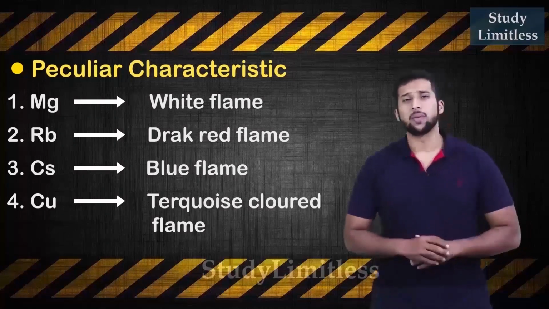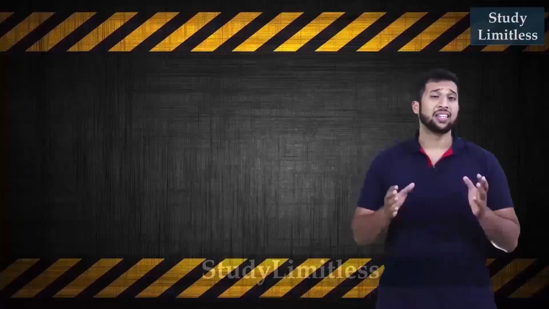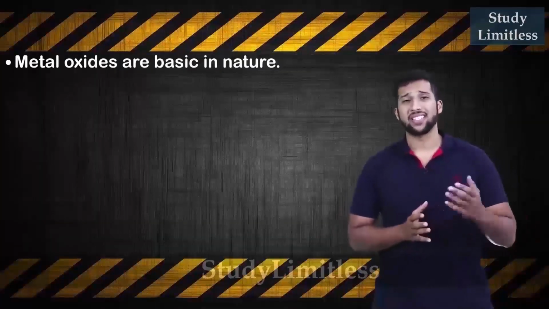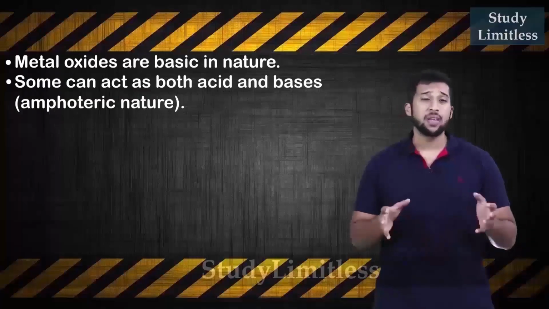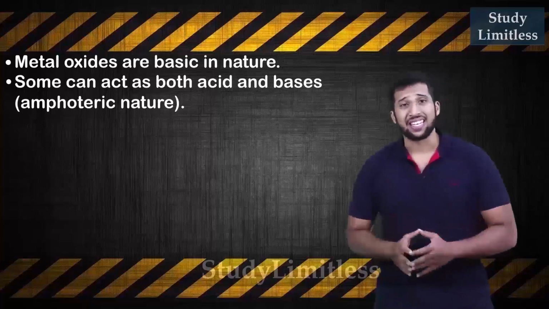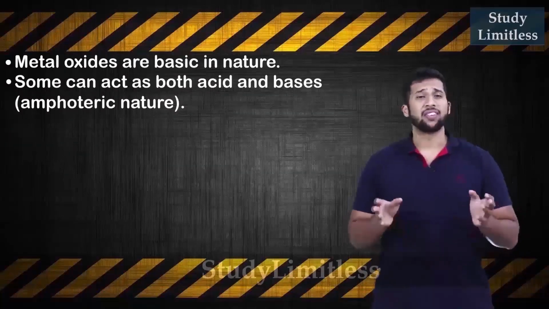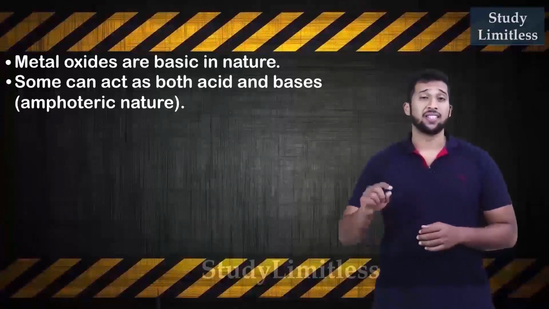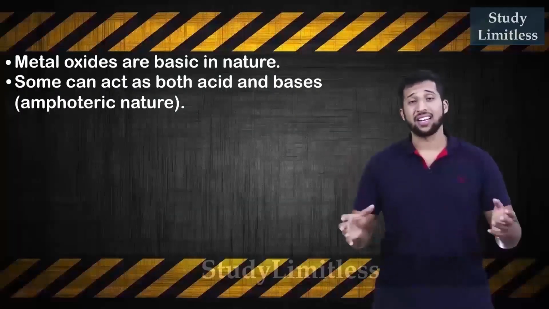From previous chapters, you might have understood that the metal oxides are usually basic in nature, but there are some metal oxides like aluminium oxide which can act both basic and acidic in nature, and hence they can react with both bases and acids. Bases meaning alkalis, and acids.